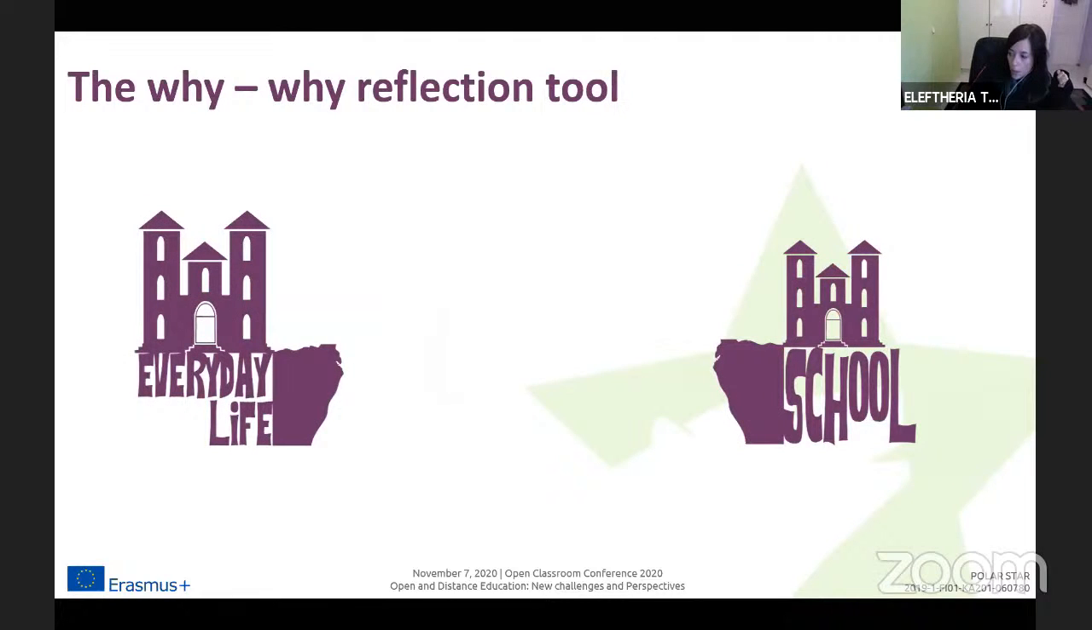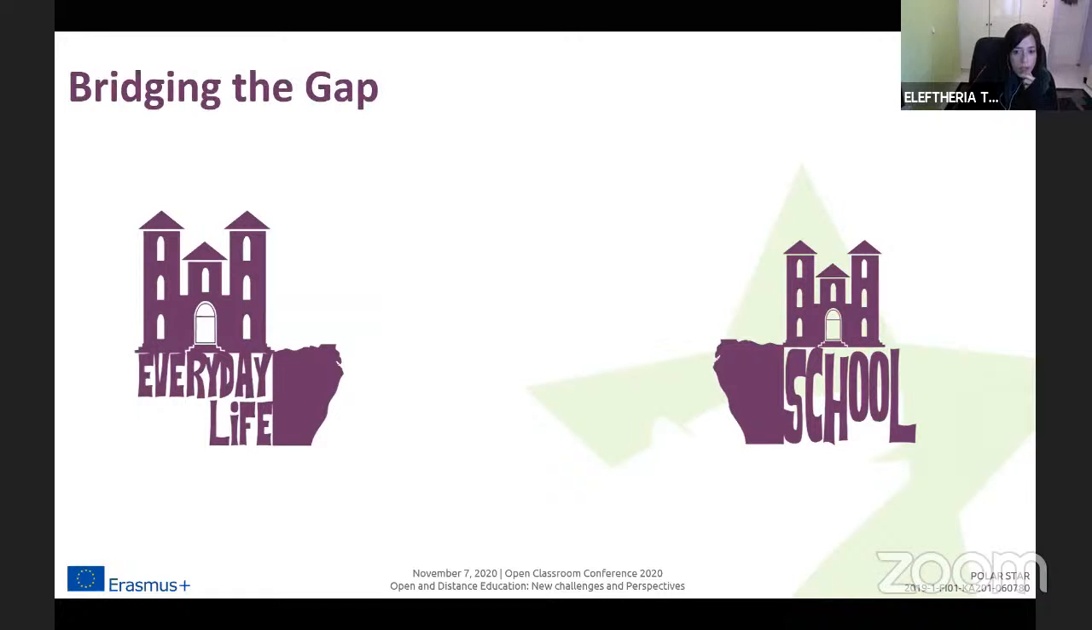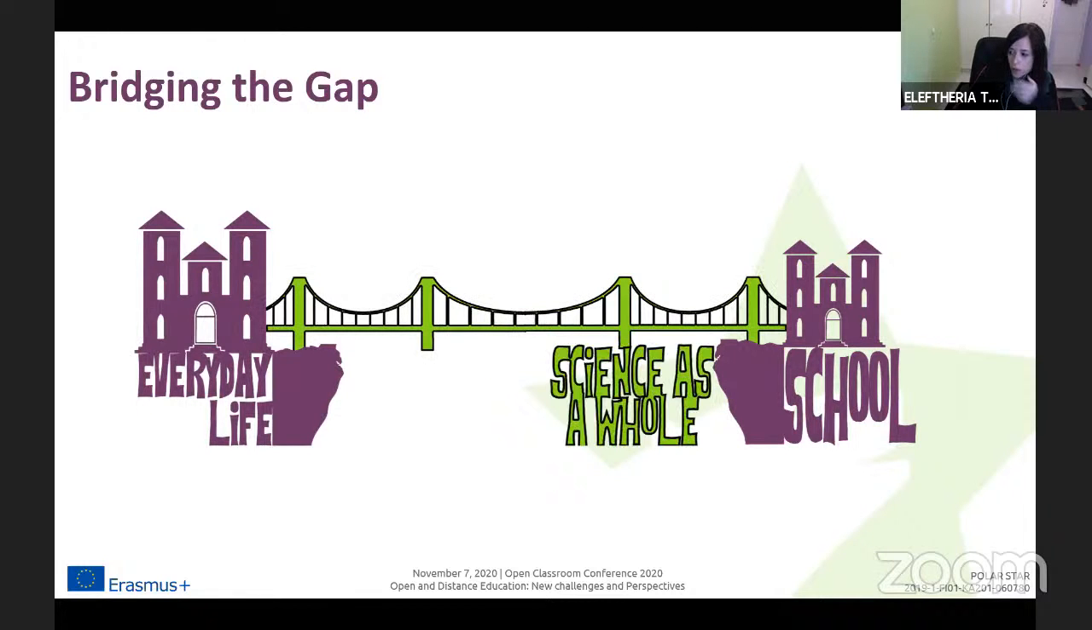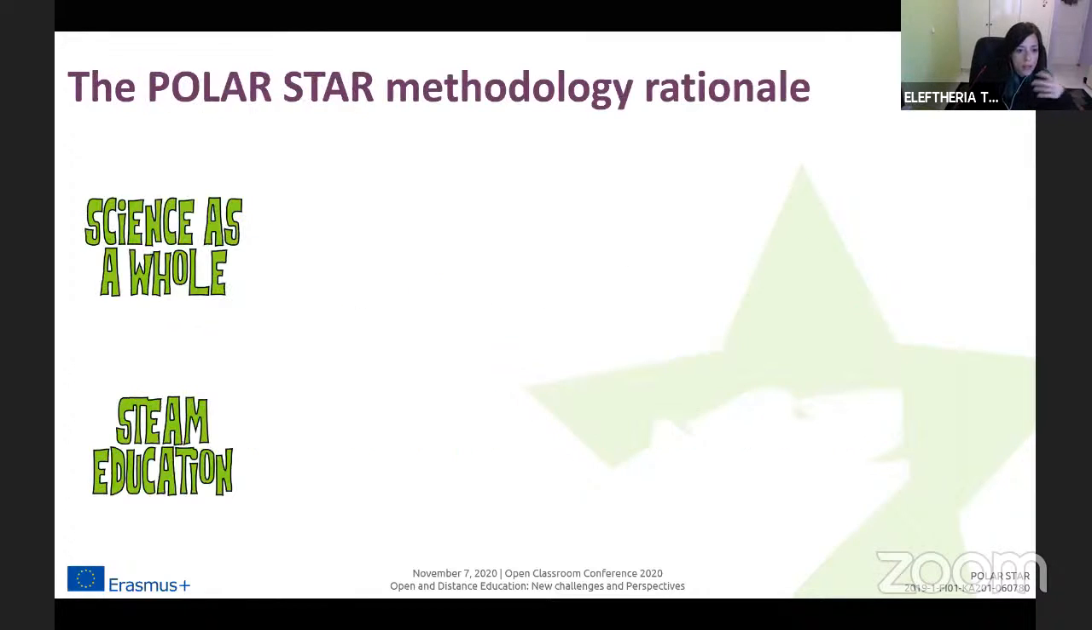So how do we bridge the gap and how do we tackle all these problems? Well, in Polar Star, we're bridging this gap using a bridge that has two big pillars. One is called Science as a Whole, which is what this workshop is about. And the other pillar is STEAM education. So our methodology has two big parts. Science as a Whole is focusing on what we teach our students, and STEAM education methodology focuses on how.